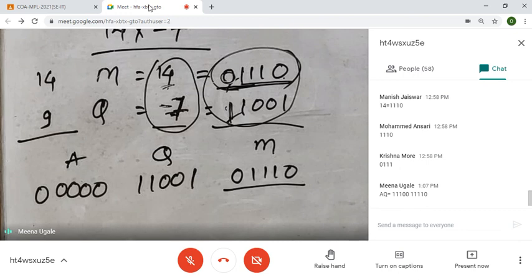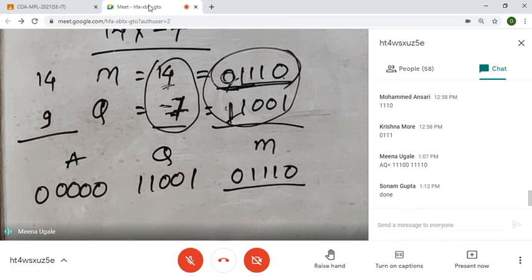Completed 5 cycles, getting this result. Now see, when I multiply 14 by minus 7, the answer I should get is minus 98.